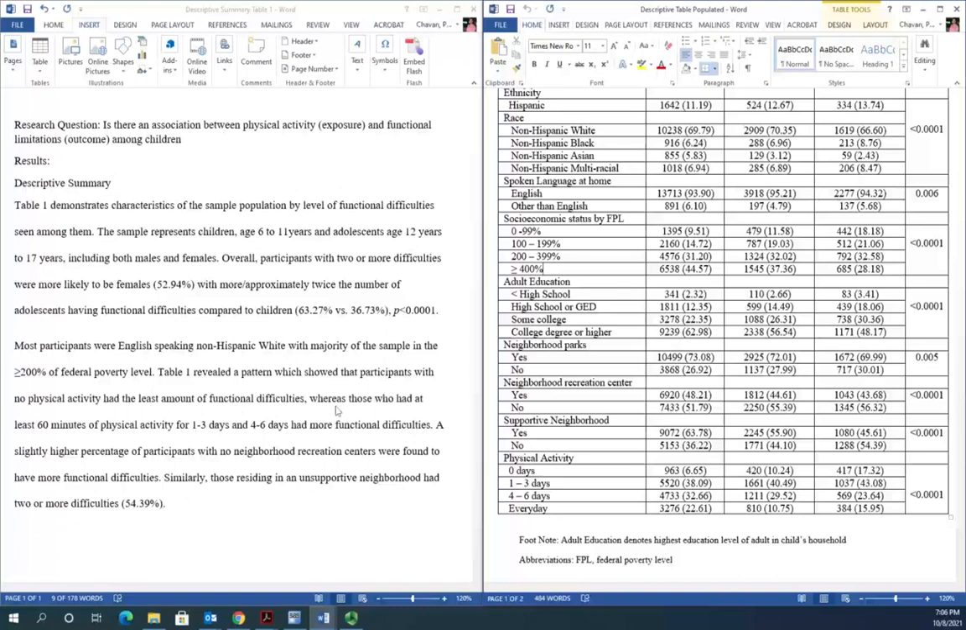So next I go on to say, whereas those who had at least 60 minutes of physical activity for 1 to 3 days or 4 to 6 days had more functional difficulties. Now, where did this 60 minutes of physical activity come from? Because it is not there in the table, right? But this 60 minutes of physical activity you will describe in your method section when you write the inclusion and exclusion criteria, and when you define your exposure variable and outcome variable.